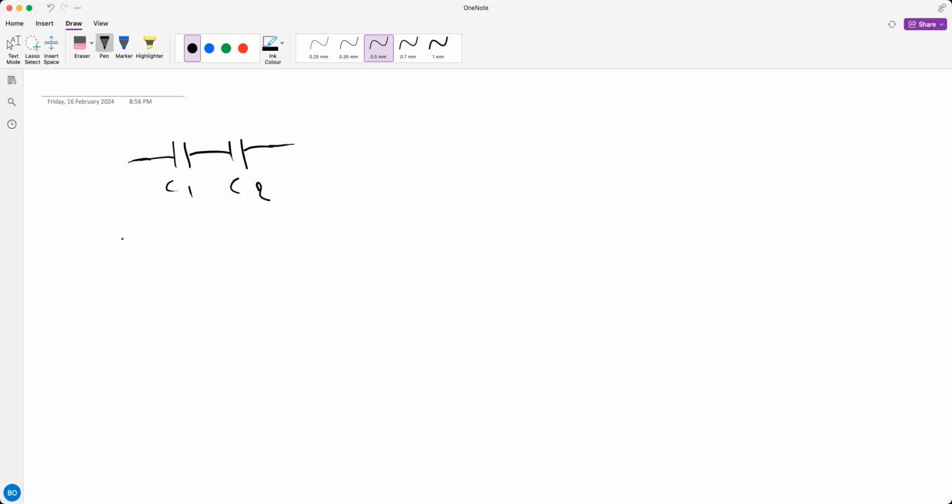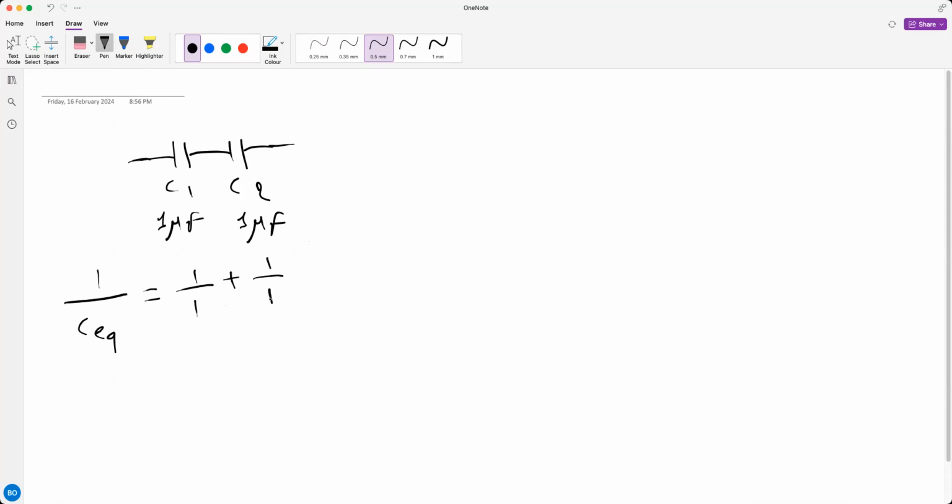Several students do this mistake. Let's say this is 1 microfarad and this is 1 microfarad, for example. What is the equivalent capacitor? The equivalent capacitor is 1 plus 1 over 1, which is 2. So the equivalent capacitor is not 2. They forget to flip. So the equivalent capacitor is 1/2.